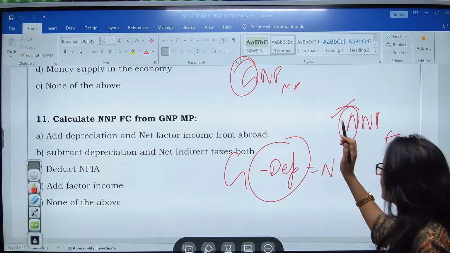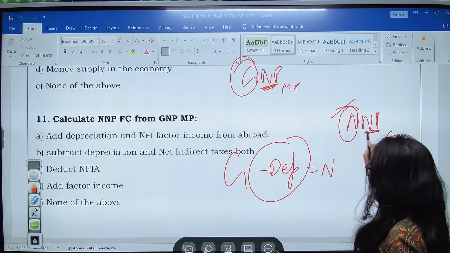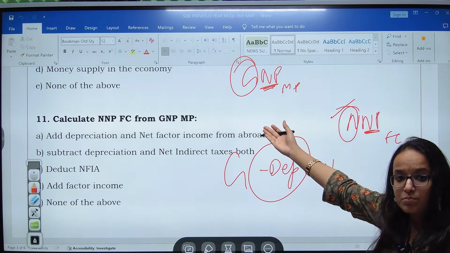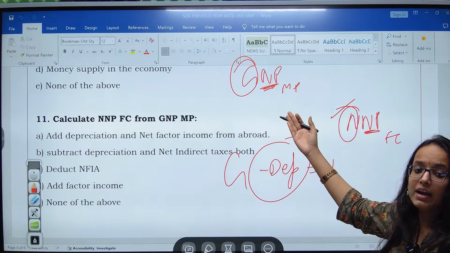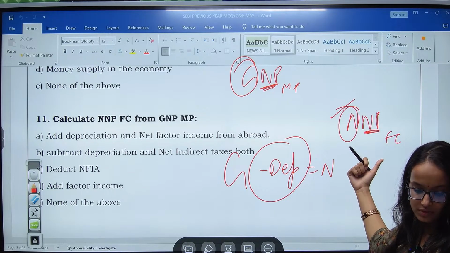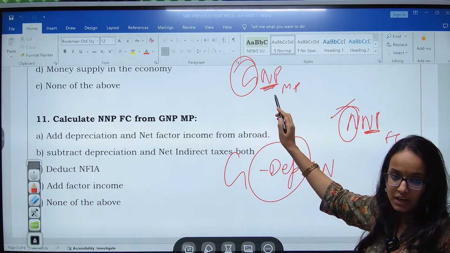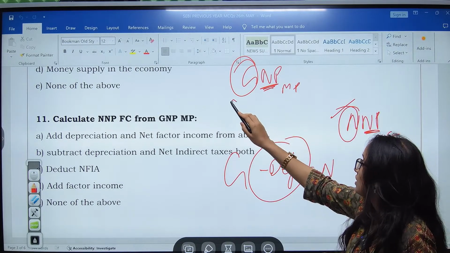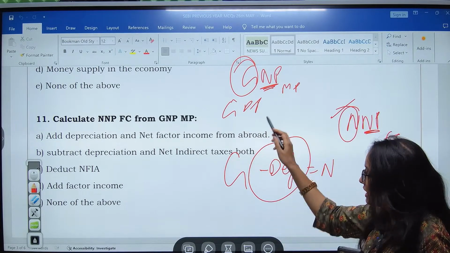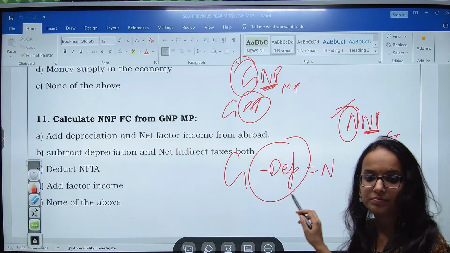First step done. Second step, it is NP. National product, it is also NP. So no need to convert it. Had it been domestic product here, then you would have added what to come to national product? Tell me. Had it been domestic product, in place of GNP, it would have been, say, GDP. Then what would you have done to DP to come to NP? Tell me.